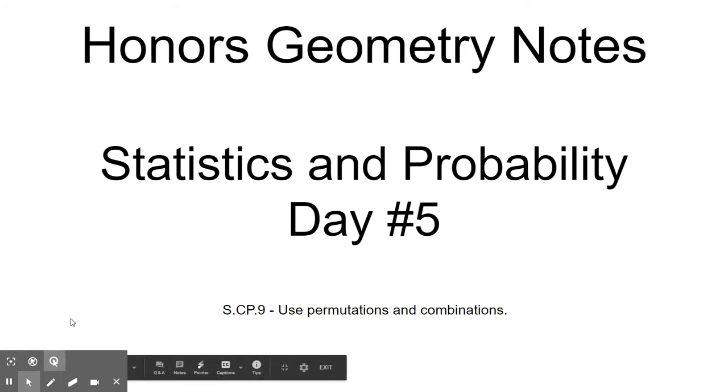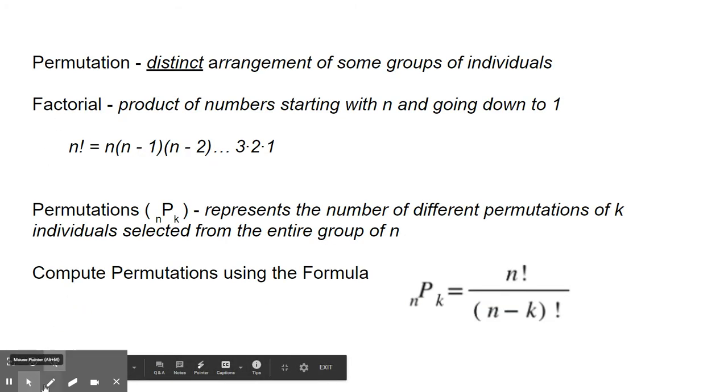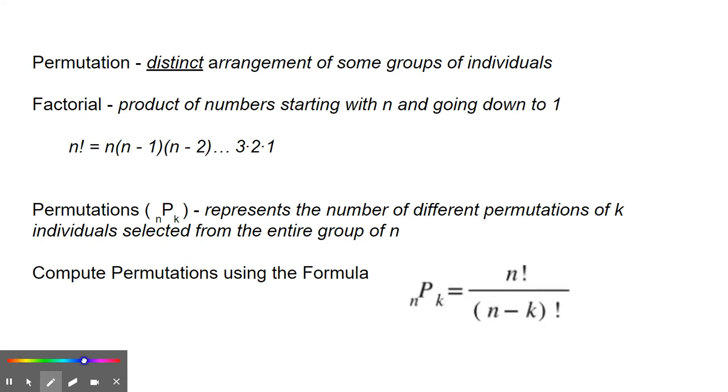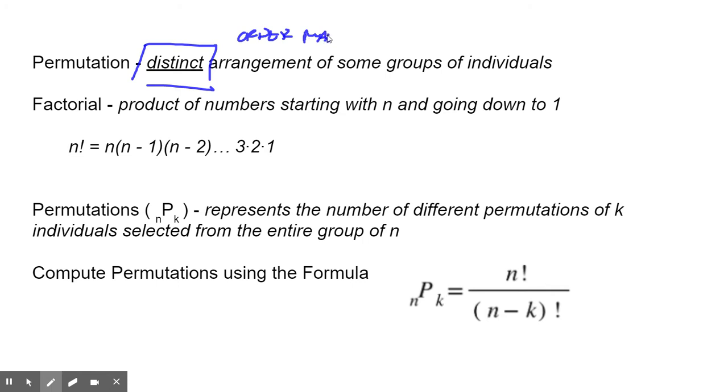One major difference between the two ideas. So first, a permutation. A permutation is a distinct arrangement of some group of individuals. So when we say distinct, what we mean is order matters. So when we're picking our group, it matters what comes first, what comes second, what comes third. Okay. Now, in order to do permutations, we have to know what a factorial is.